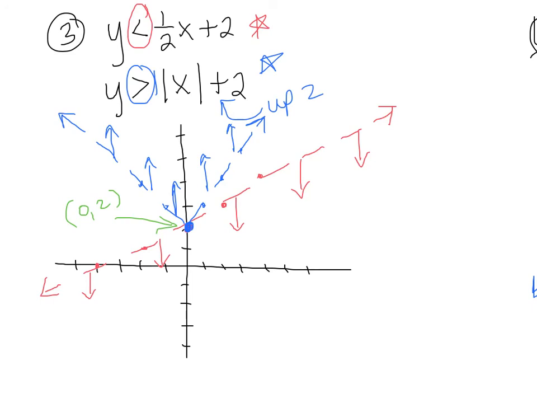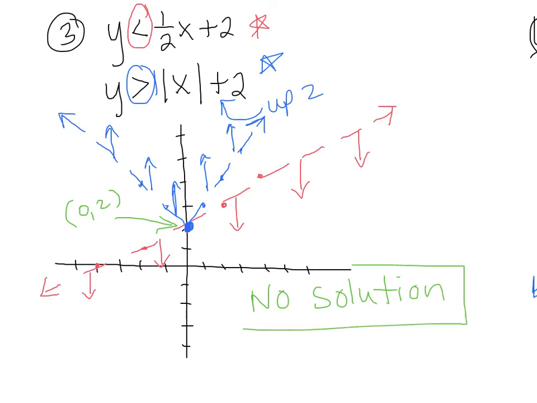Okay, if these were both solid line graphs, that point 0, 2 would be the only point in the solution set. But here, we have no solution. Okay, there is no overlap of the two shaded regions, and so there's no solution to this system. So I wanted to make sure to show an example of this scenario.